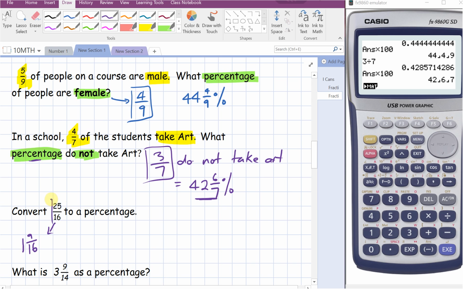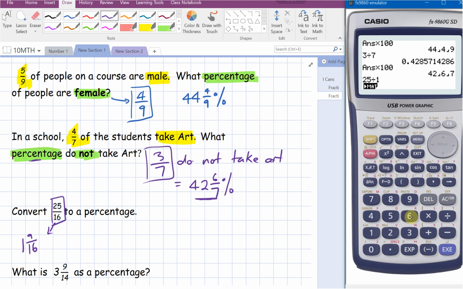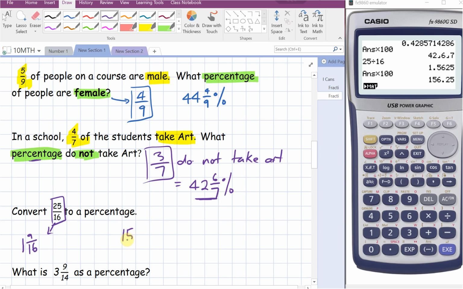So I'm going to plug that number there into the calculator. So 25 divided by 16, then multiply that by 100. So I get 156.25%, and I'm just going to leave it like that because it's a terminating decimal. So 156.25%, and that's okay to leave it like that.